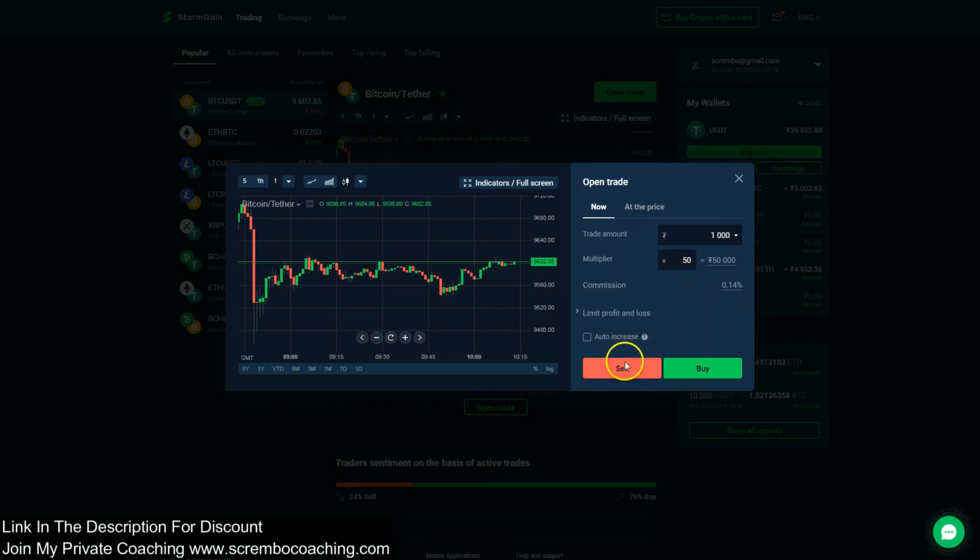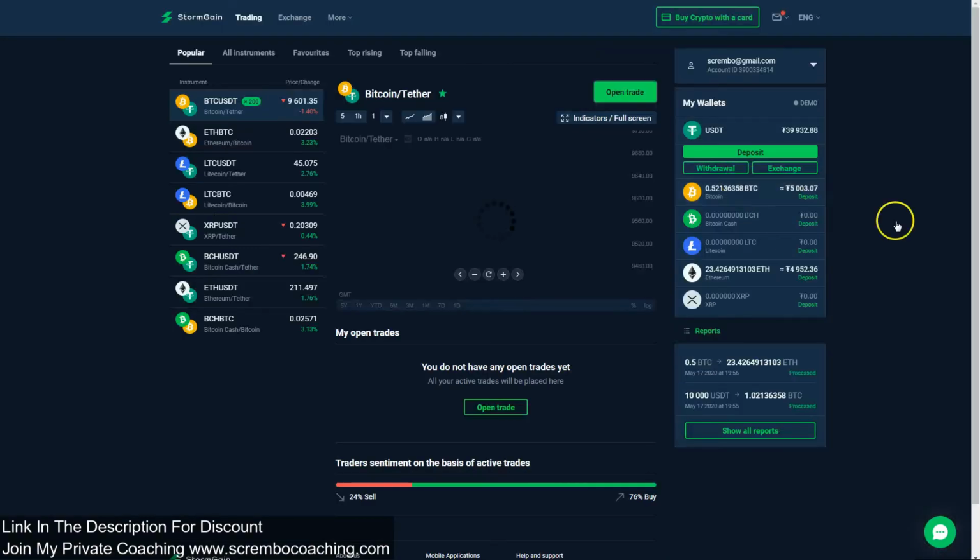Very nicely, I can either short or long the market. Long is always green, short is always red on every single exchange out there. So that's the way it works, guys.